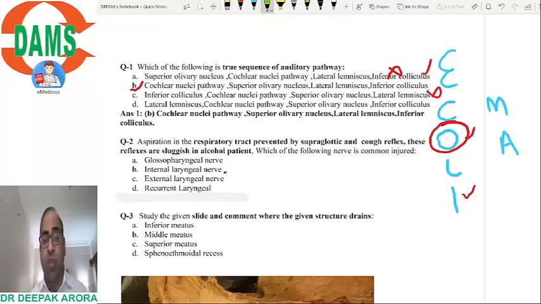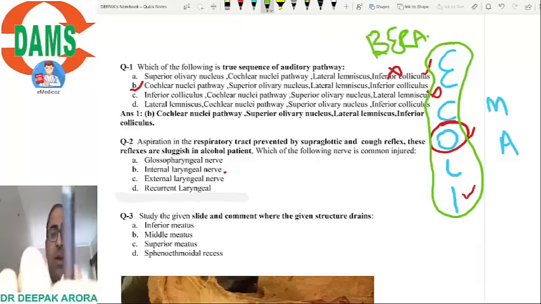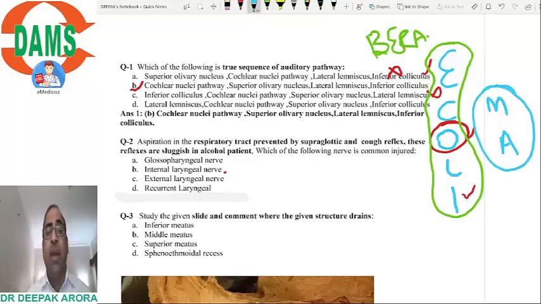Now, investigation of choice. Where we are working in retrocochlear lesion, we are working in neural deafness. So what is the important investigation of choice for these areas? It is your BERA, brainstem evoked response audiometry. While for the higher centers, this area, MA, medial geniculate body, we do CERA, cortical evoked response audiometry. So for the first five centers, ECOLI, we are using BERA, investigation of choice, expected MCQ.